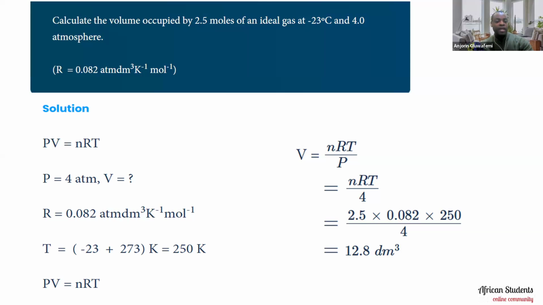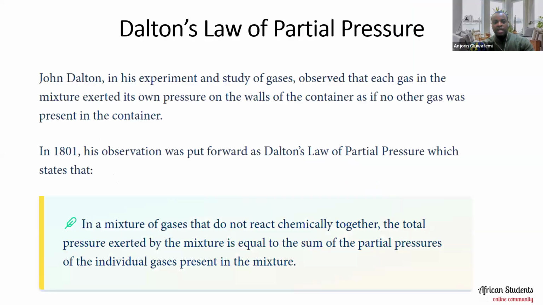Our PV equals nRT. So making V the subject of the formula will become nRT over P. So our V is nRT over 4, which is the 4 atmospheres. So when you plug in the values, you end up having 12.8 dm cube.